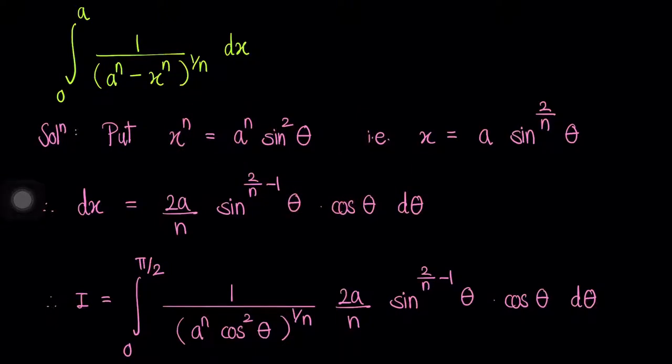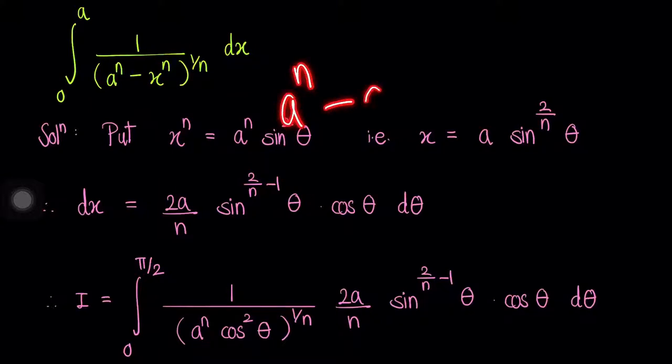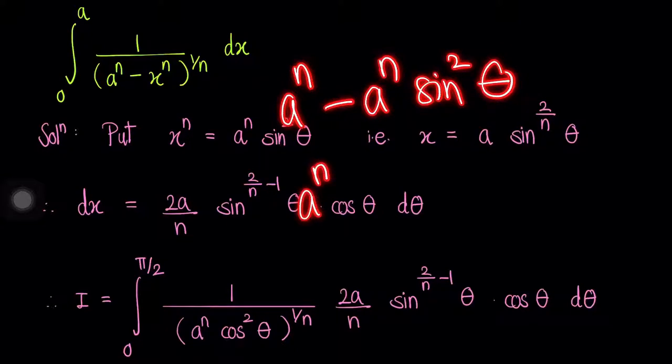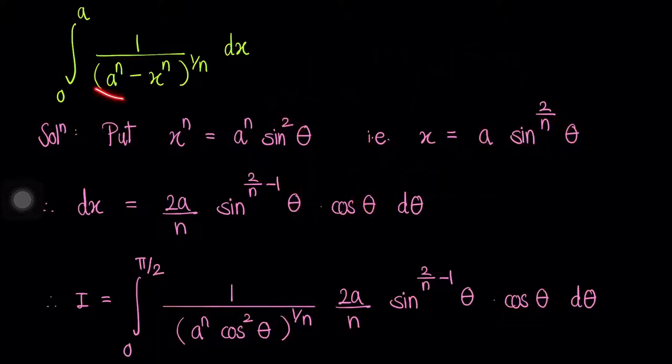So we have integration 0 to pi by 2, 1 divided by. Now if we put the value of x raised to n, that is a raised to n sine square theta here, we will have a raised to n minus a raised to n sine square theta, and if we take a raised to n common, then we will have 1 minus sine square theta, and 1 minus sine square theta is cos square theta. So a raised to n minus x raised to n is equal to a raised to n cos square theta, and whole this bracket raised to 1 by n into dx, and the value of dx is this one.